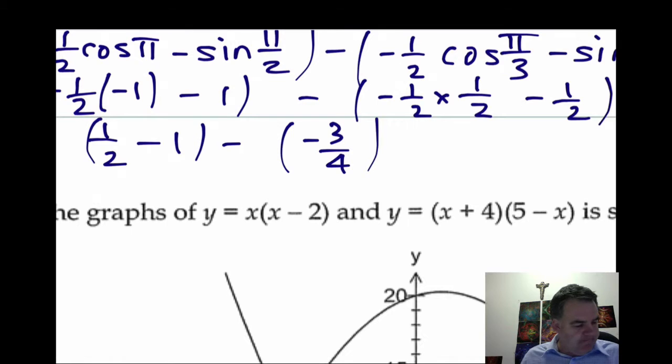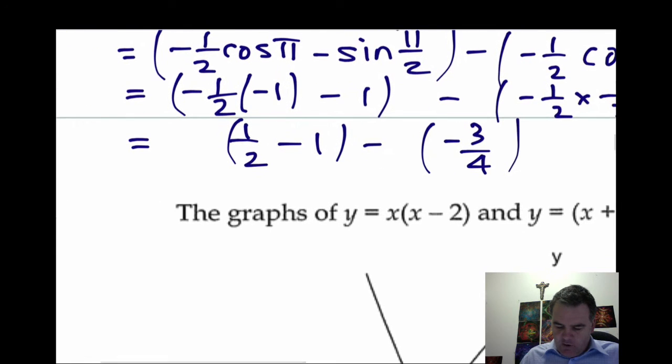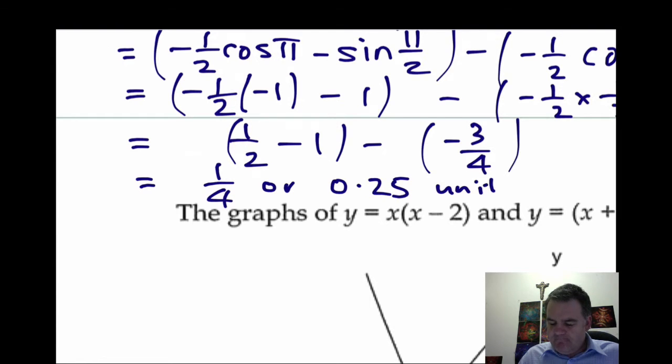Minus 3/4. Okay, so we've got a half, negative a half, plus 3/4, which I'm going to say is 1/4, or 0.25, and I guess you could say unit squared if you wanted to. Great, that is the area between those two curves.